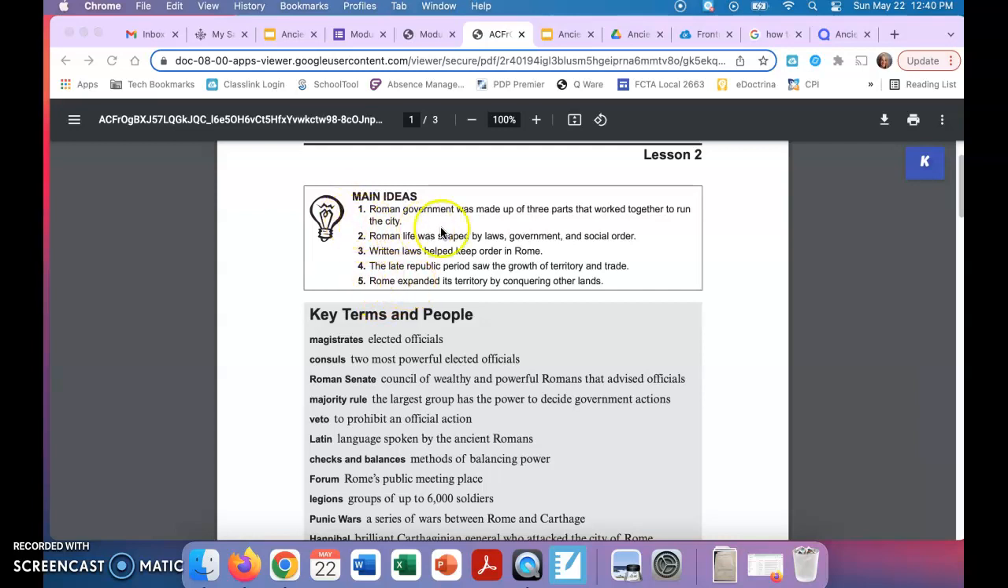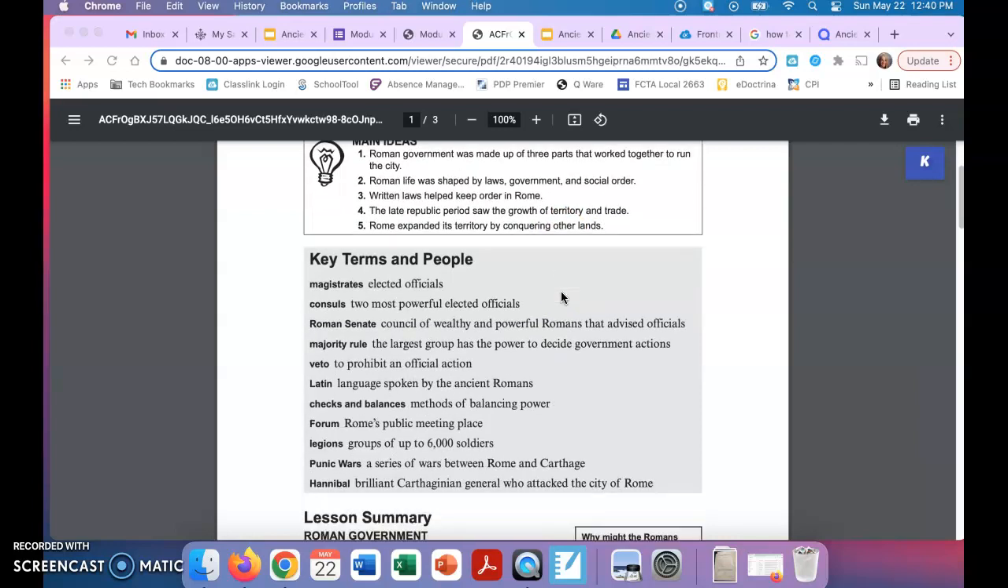Number one, Roman government was made up of three parts that worked together to run the city. Number two, Roman life was shaped by laws, government, and social order. Number three, written laws helped keep order in Rome. Number four, the late Republic period saw the growth of territory and trade. And number five, Rome expanded its territory by conquering other lands.